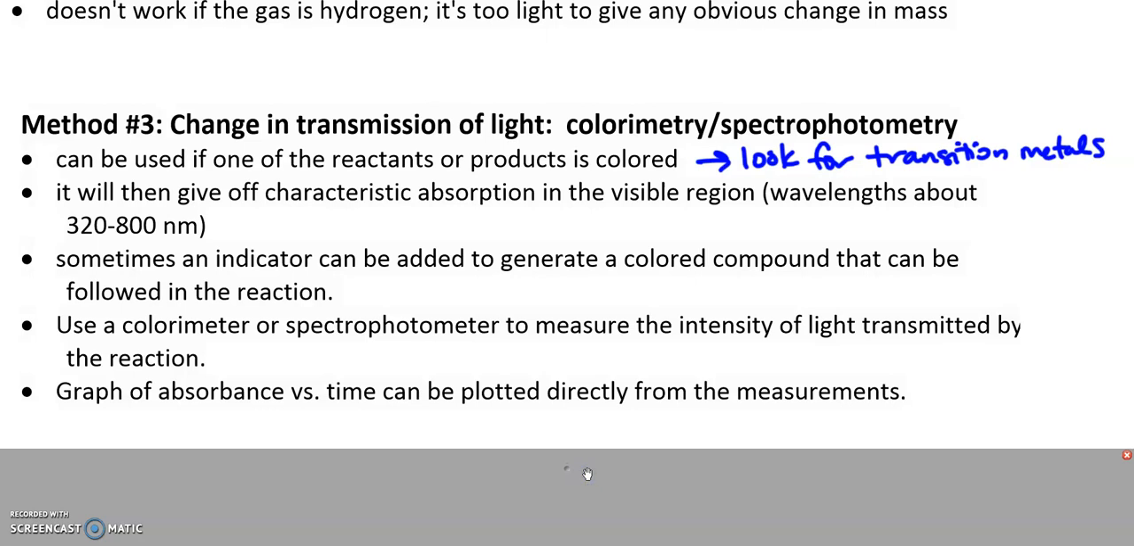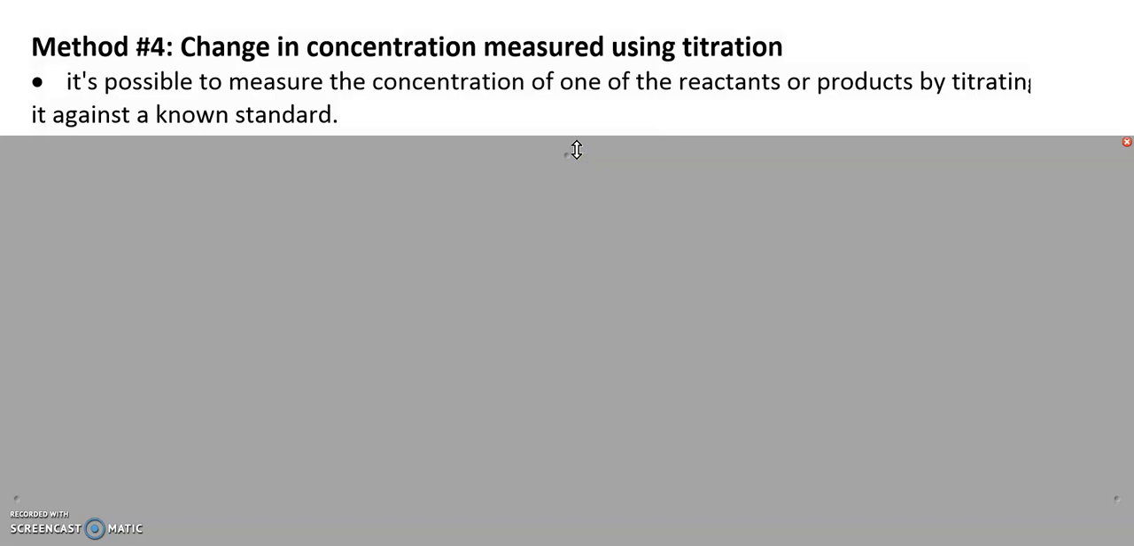We use a colorimeter or a spectrophotometer to measure the intensity of the light. And lots of times this could also be graphed as absorbance versus time. And that's where some of those data loggers could also come in and help with that. The fourth method would be a change in concentration using a titration. We talked about titrations briefly before, and we're going to more thoroughly when we get to acids and bases. But remember that this is changing the concentration of an unknown and comparing it to a known standard. So you have one in your burette that you know the concentration of, and a different one in your flask down below. And as you add the known standard, an indicator will usually tell you due to a pH change.